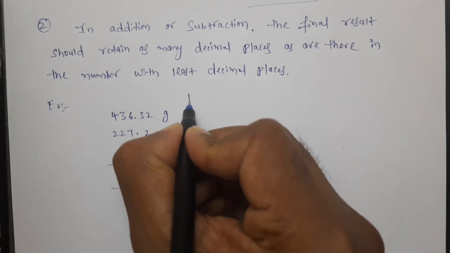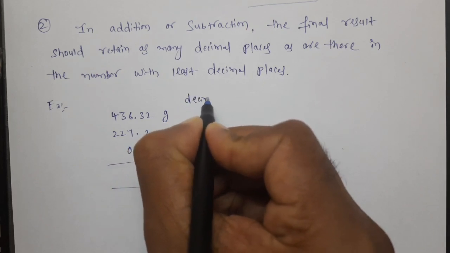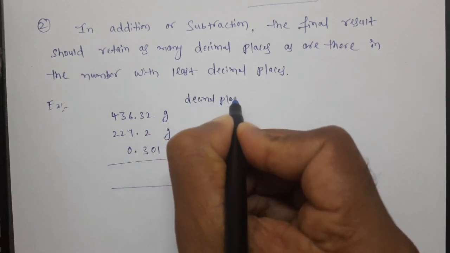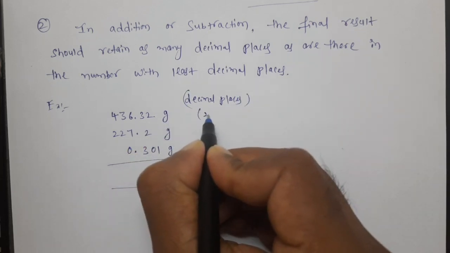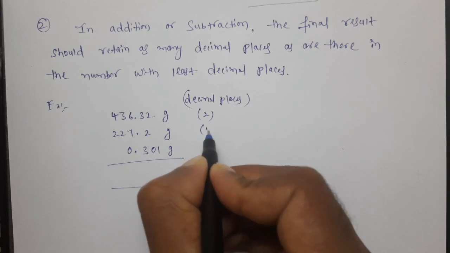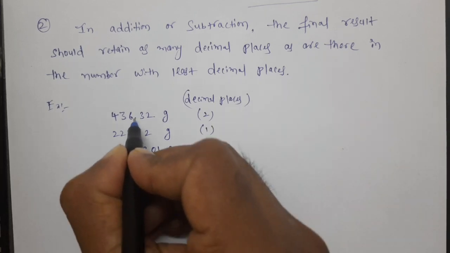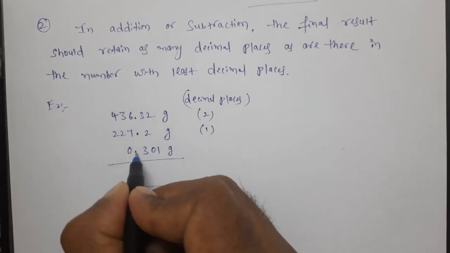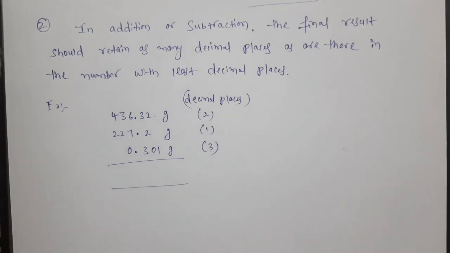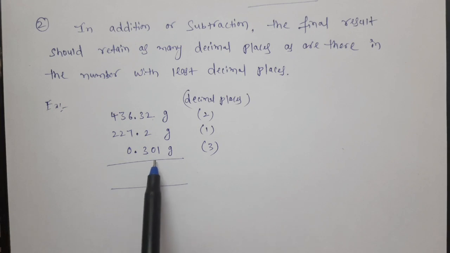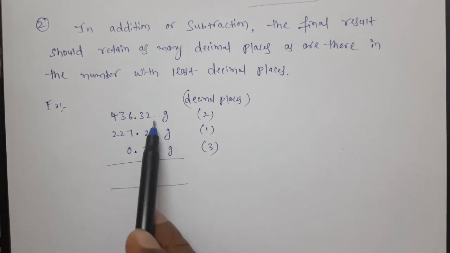First let us see decimal places. How many decimal places in each measurement? So here how many decimal places are there? 2. And here 1. That means after the point, how many digits are there? 2 digits, right? Here after the point, how many digits are there? 3 digits. So here we have 2 decimal places, 1 decimal place and 3 decimal places.